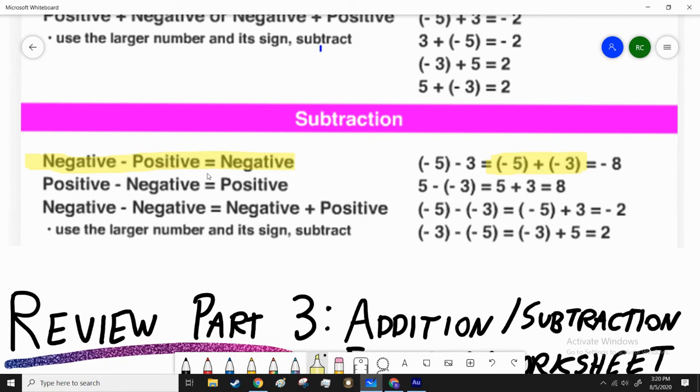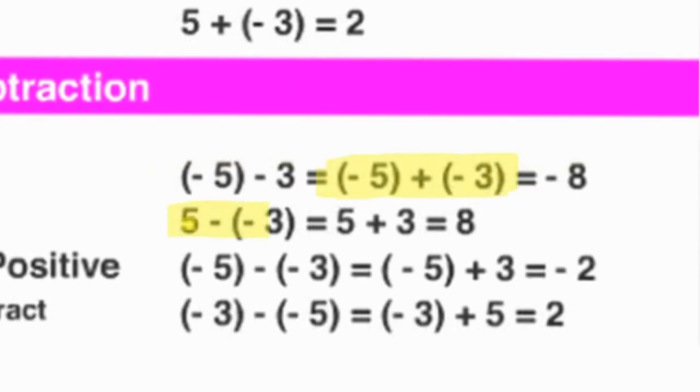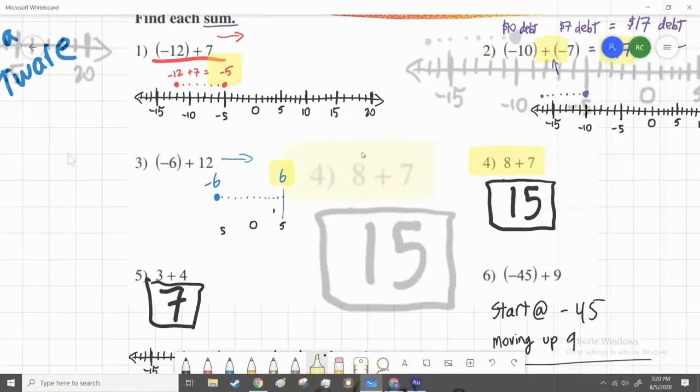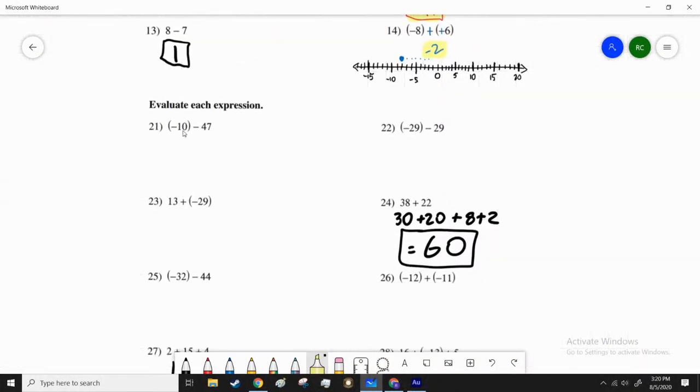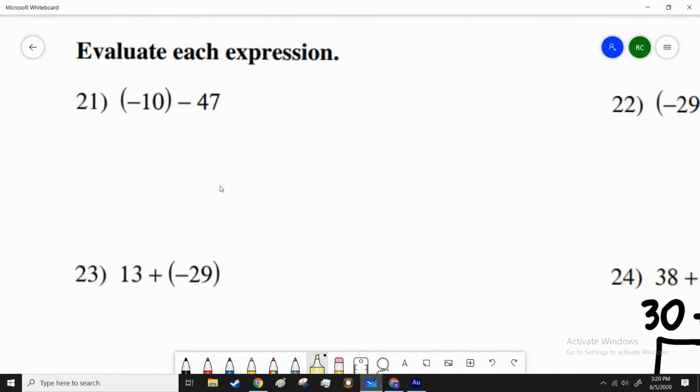If I add negative 5, that's the same thing as subtracting positive 5. If I subtract negative 3, that's the same thing as adding 3. They're not two separate things, they're the same. So let's go back down. Negative 10 minus 47. So what we're really doing is we're taking a negative number and moving it down, making it even more negative. So we're going to add the values, 10 and 47, and our answer is going to be negative 57.